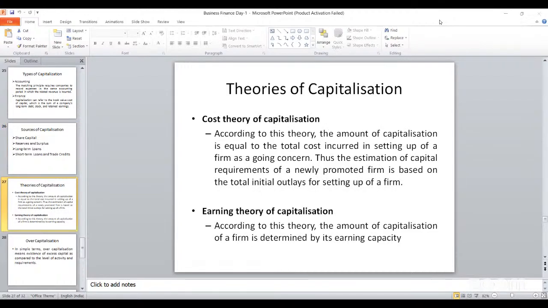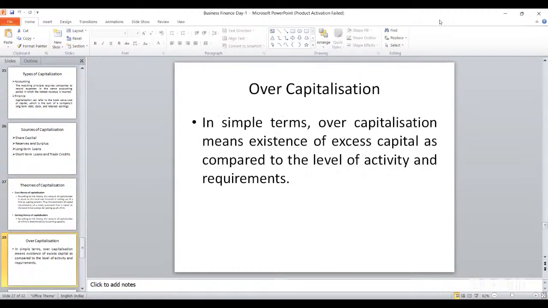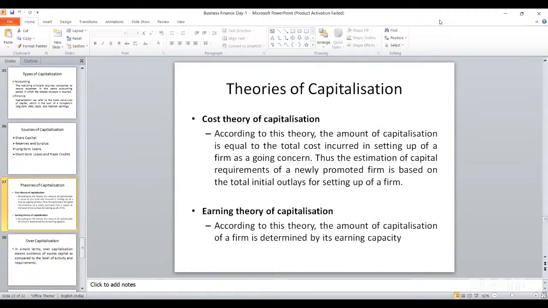Now, next coming towards your theories of capitalization. This is one of the important questions from the point of view of your external exam. Theories of capitalization, this is a must question. You can expect it, so just make a star mark over there. Coming towards the theories of capitalization, you have two theories: cost theory of capitalization and earning theory of capitalization.